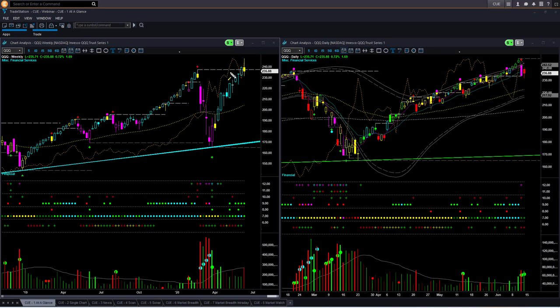Nasdaq ETF QQQ, it created a false upside breakout at the weekly watermark resistance. This week's backdrop candle color is neutral and the shape is indecisive. In the daily, it tried to go above the watermark resistance and created a false upside breakout. Next week, if price tries to go above the same watermark resistance but reverses, that may give a low risk shorting opportunity.